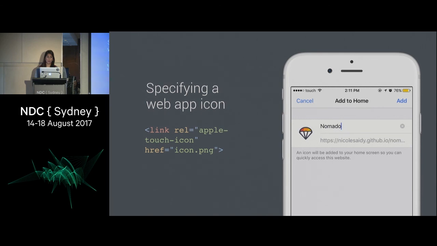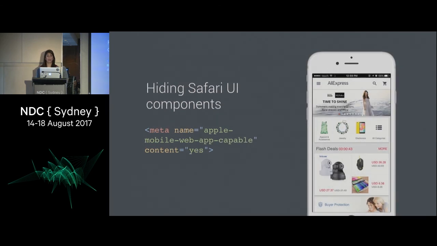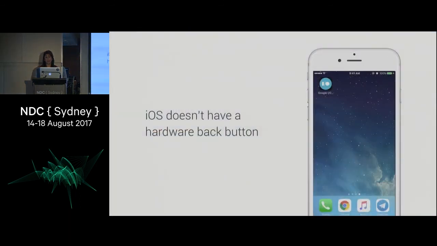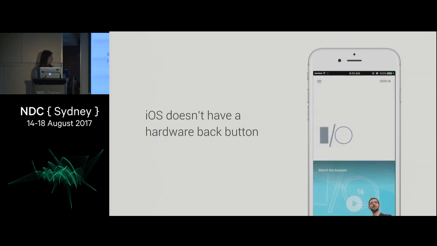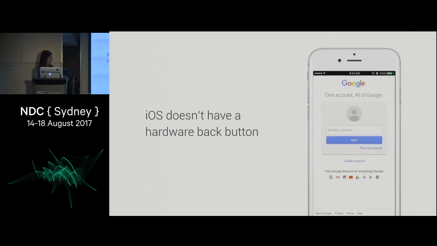What we can also do is hide Safari UI components. This is the Apple Mobile Web App capable meta tag. But we need to make sure we test our app, because this is a very dangerous and powerful meta tag. And this is why. First, iOS doesn't have a hardware back button. We know that, which means if you open a PWA and enter a page that doesn't have a back button, then you're stuck there forever. So you need to make sure to test this or add the back button.